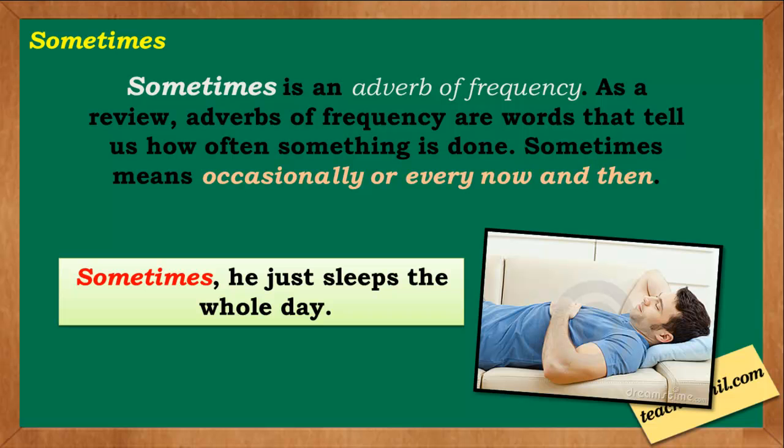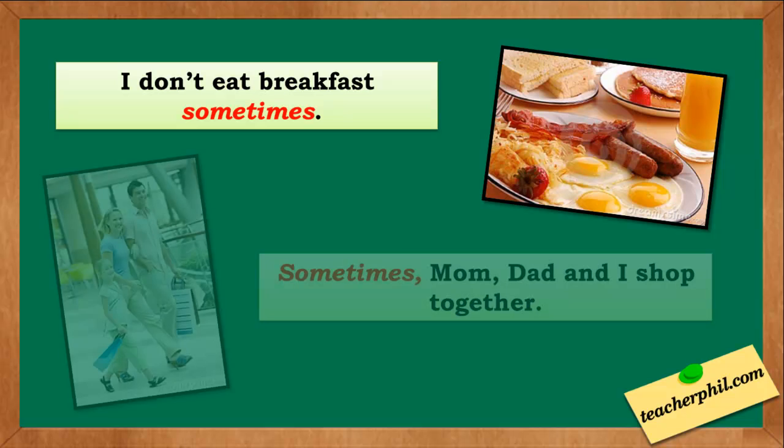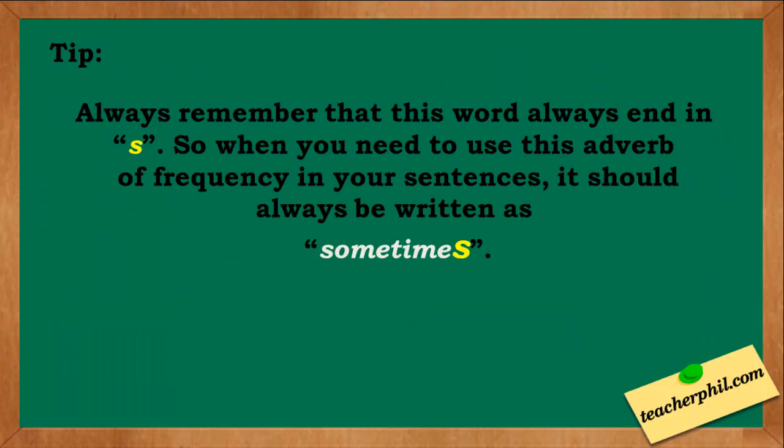Examples: Sometimes he just sleeps the whole day. I don't eat breakfast sometimes. Sometimes Mom, Dad, and I shop together. Tip: always remember that this word always ends in S. So when you need to use this adverb of frequency in your sentences, it should always be written as sometimes.